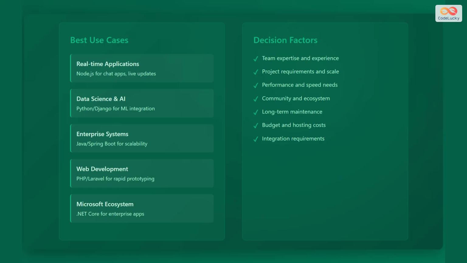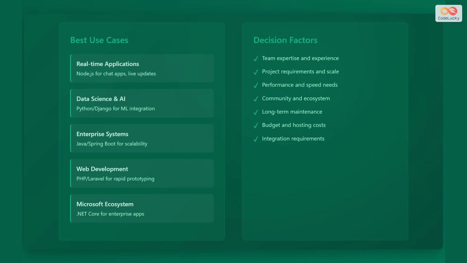In conclusion, choosing the right backend technology depends on your project needs, team expertise, and specific requirements. For real-time applications, consider Node.js. If you're diving into data science and artificial intelligence, Python and Django are great choices. For enterprise systems needing scalability, Java and Spring Boot are a strong option. PHP and Laravel are perfect for rapid web development. If you're in the Microsoft ecosystem, .NET Core is an excellent pick.